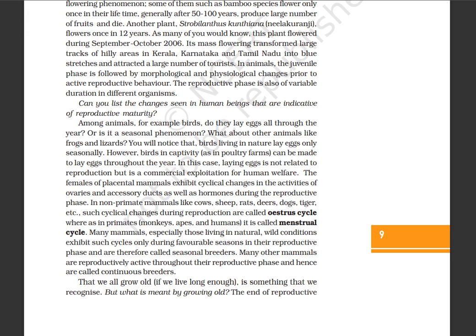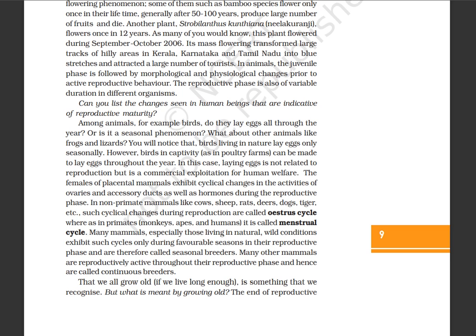The females of placental mammals exhibit cyclical changes in the activities of ovaries and accessory ducts as well as hormones during the reproductive phase. In non-primate mammals like cows, sheep, rats, deers, dogs, tiger, etc., such cyclical changes during reproduction are called oestrus cycle, whereas in primates, monkeys, apes, and humans, it is called menstrual cycle.